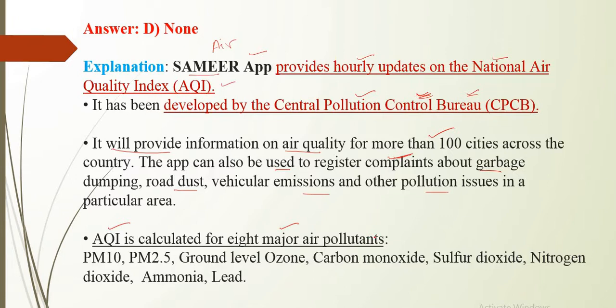This question was also asked in UPSC once. So do consider which of the following are the 8 major air pollutants. First, PM10 is included, PM 2.5, ground level ozone, which is different from stratospheric ozone, carbon monoxide, sulfur dioxide, nitrogen dioxide, ammonia and lead. Here CO2 is not included. So this question was asked, where the incorrect option was CO2. Now let's move on to the next question.